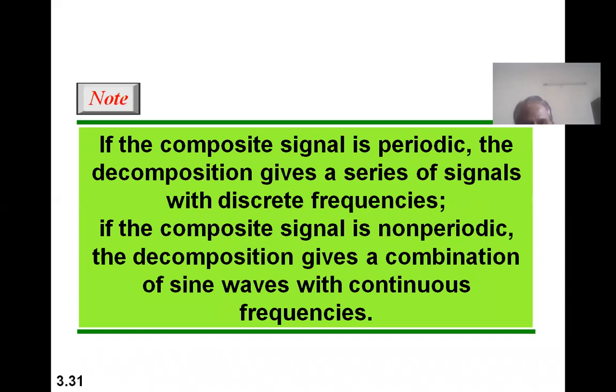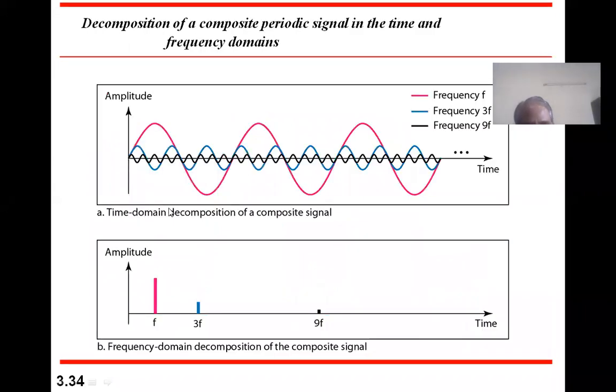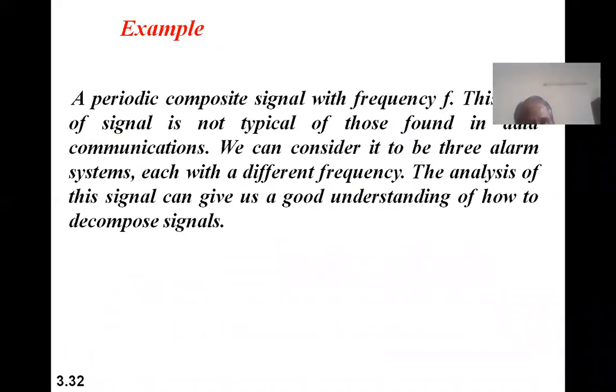If a composite signal is periodic, the decomposition gives a series of signals with discrete frequencies. Let's understand it. If this is a composite signal and you decompose it using Fourier analysis, you will get this. These are discrete frequencies, not continuous frequencies. So this is one frequency sine wave, this is another frequency sine wave, this is another frequency sine wave in the time domain. The same thing when you represent it in the frequency domain: F, 3F, 5F are harmonics. That is related to the periodic composite signal.